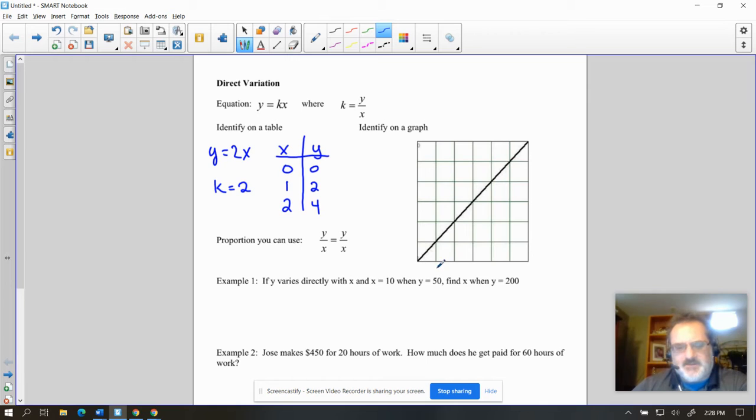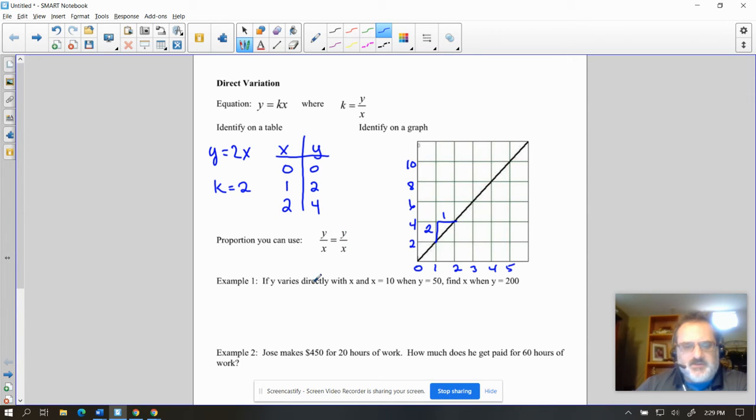If I were to graph this, it would look something like this. We got 0, 0, and then this would be maybe 1, 2, 3, 4, 5, and so on. This would be maybe 2, 4, 6, 8, 10. So this line would be going up to the right 1, and its slope would be 2 over 1. Up to the right 1.